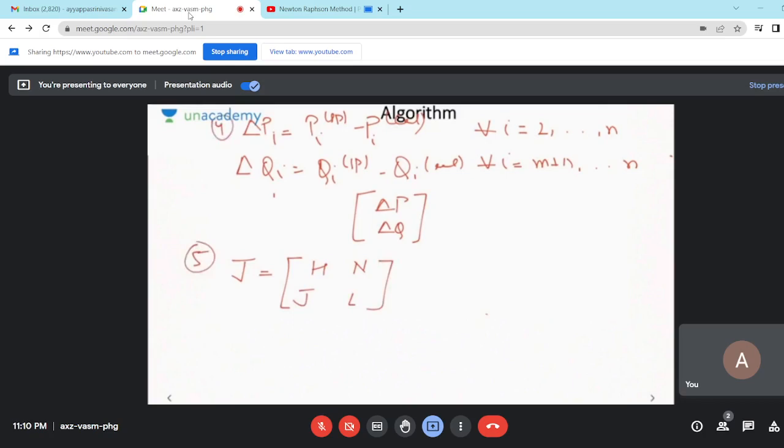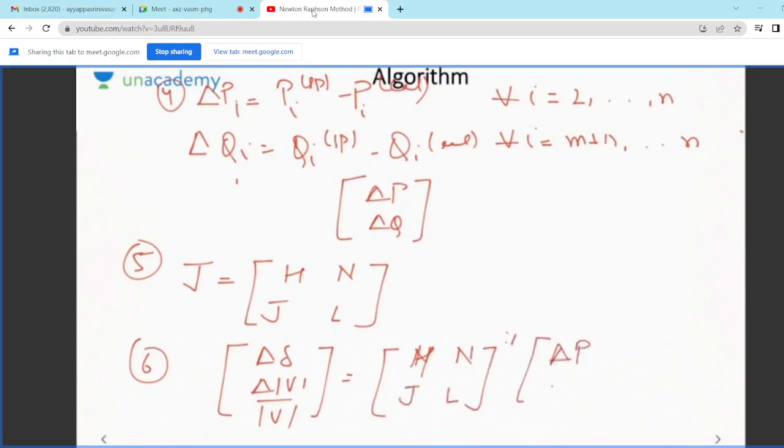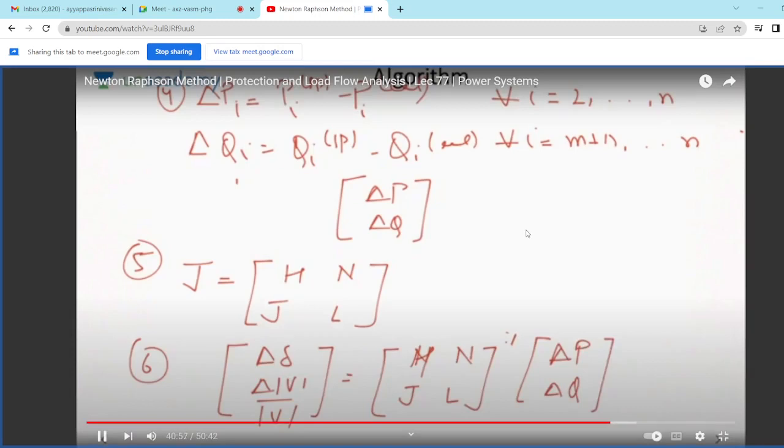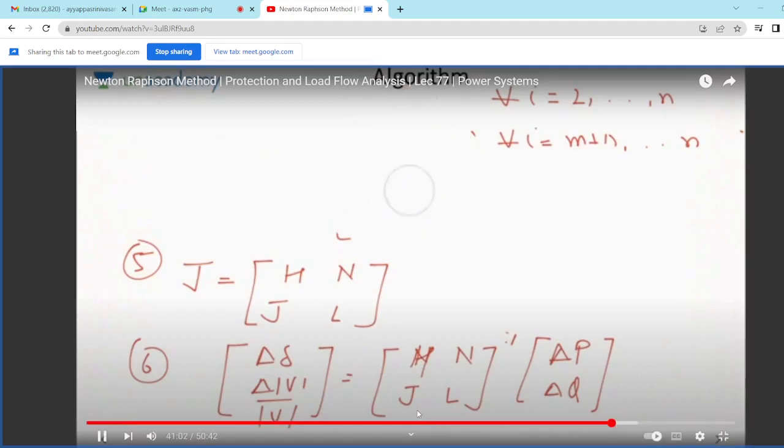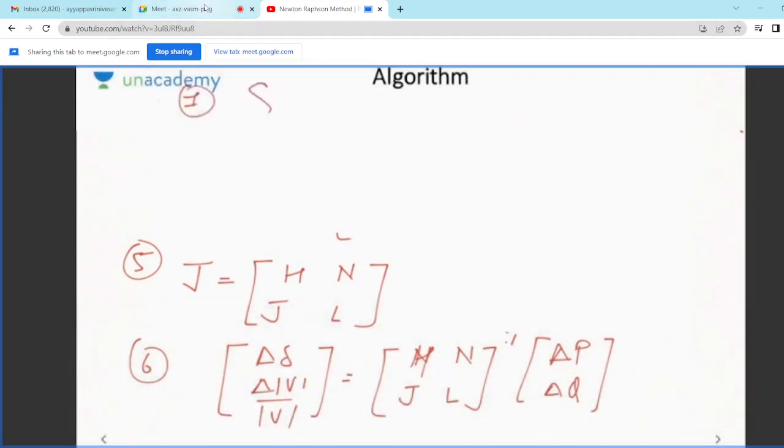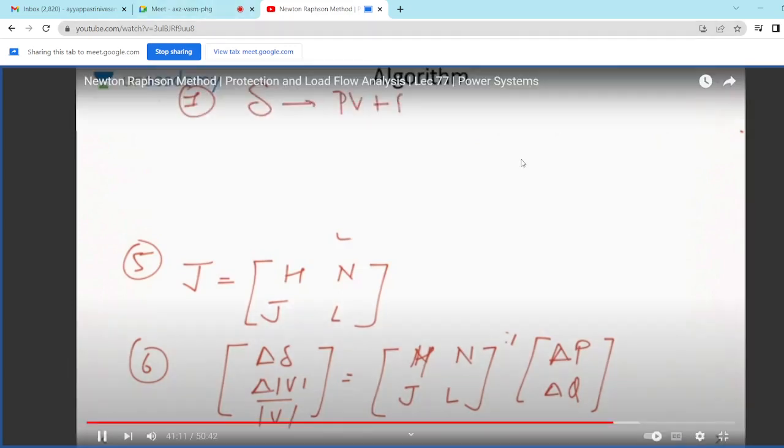In step number 6, what we will do is determine the correction vector, that is delta delta and delta mod V by mod V, which will be H N J L inverse into delta P delta Q. That way we will calculate the correction vector. Now we know that we have to update mod V only for PQ buses and delta for PV buses. So we will update delta for PV plus PQ buses, mod V only for PQ buses.